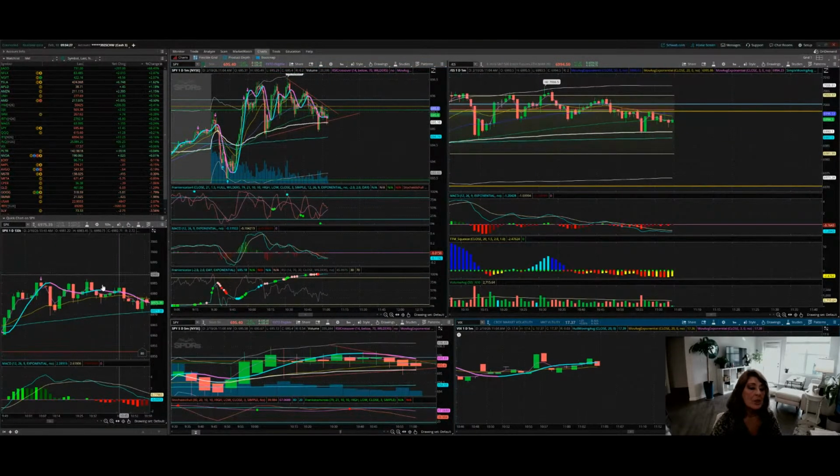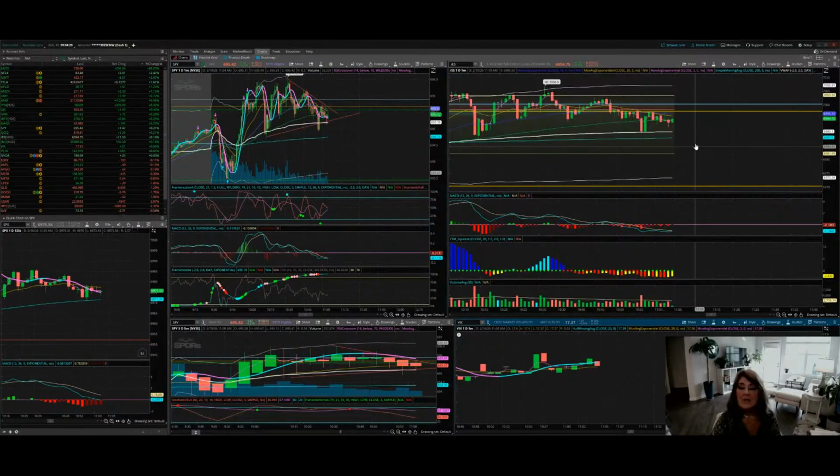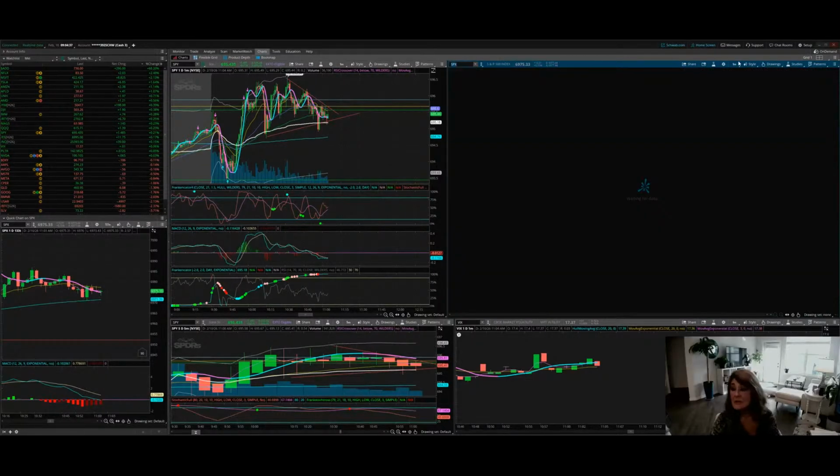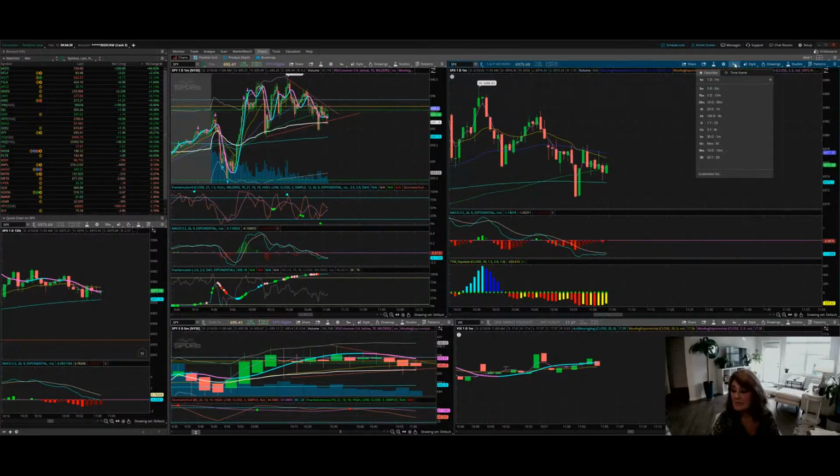We are really close to an all-time high here. So let me show you what the daily chart looks like so you can see exactly how close we are. Here's the SPX. So this is the S&P 500.